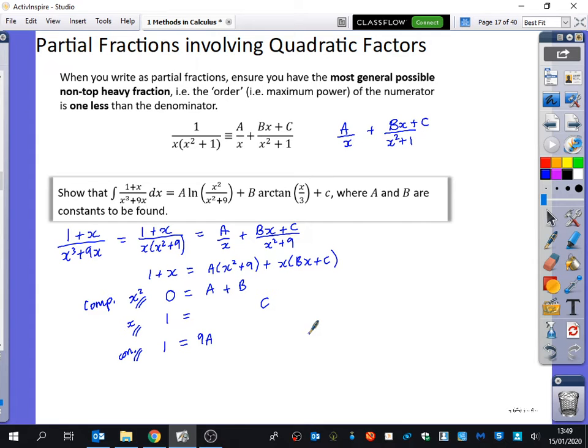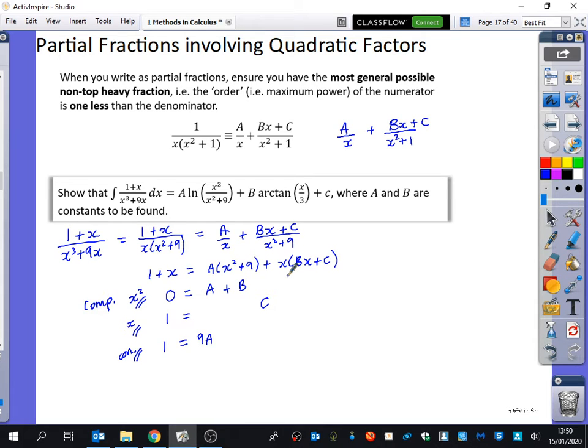I've compared how many x squareds I've got to begin with. I've got no x squareds here at all. On the right-hand side, I've got ax squared plus bx squared, so I've just got a plus b lots of x squared. The x terms, I've got one of the x terms over here, and I've got none here. I've just got c lots of x for that one, so c is 1. And then for the constant terms, I've got 1, and I've got 9a, no constant terms here whatsoever, because they're all going to be multiplied by x.